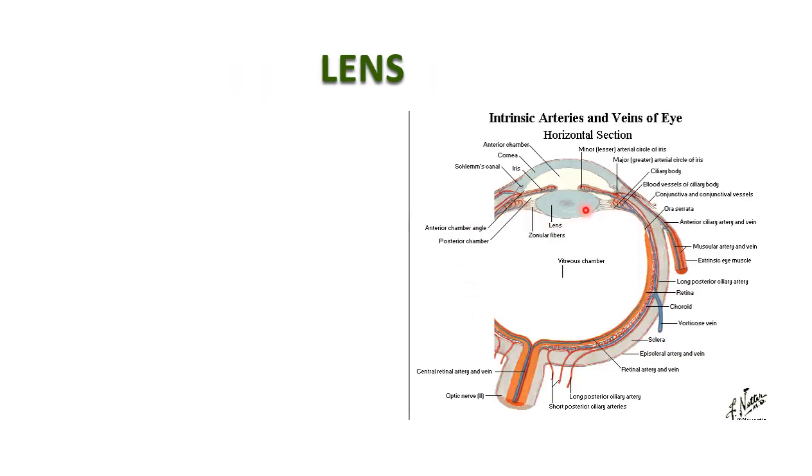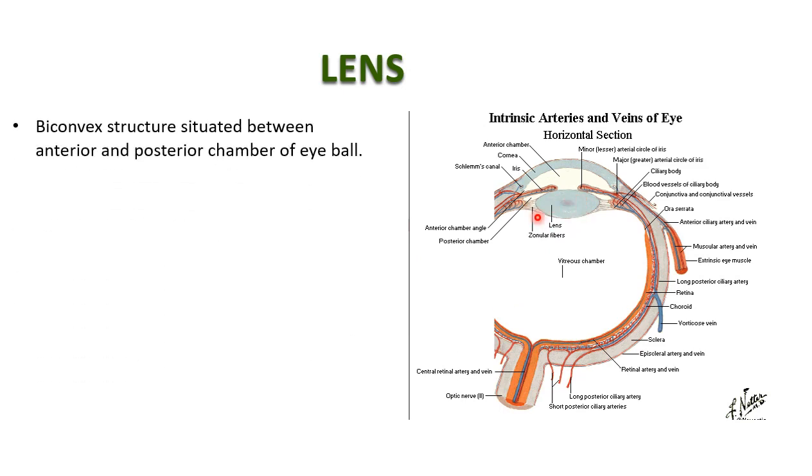So next, a short account of the lens. You are able to see the lens is actually a biconvex structure, more bulged posteriorly, and it is covered by a capsule called the lens capsule, and it actually divides the inner aspect of the eye into an anterior and a posterior segment. Okay, so that is the anterior segment and the posterior segment.